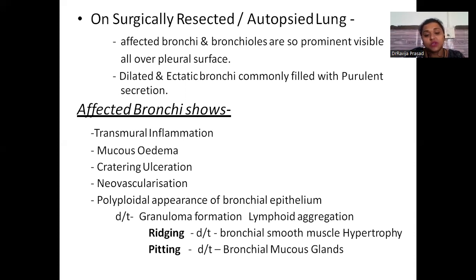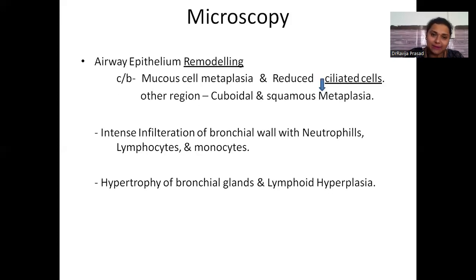Then there are degenerative findings, such as granulation and lymphoid aggregation, smooth muscle hypertrophy, and pitting of the bronchial mucous glands. In microscopy, you can find airway epithelial remodeling, that is mucus cell metaplasia, leading to a decrease in ciliated cells, with cuboidal and mucus metaplasia. Now, there is intense inflammation of the bronchial walls with neutrophils, lymphocytes, and monocytes.